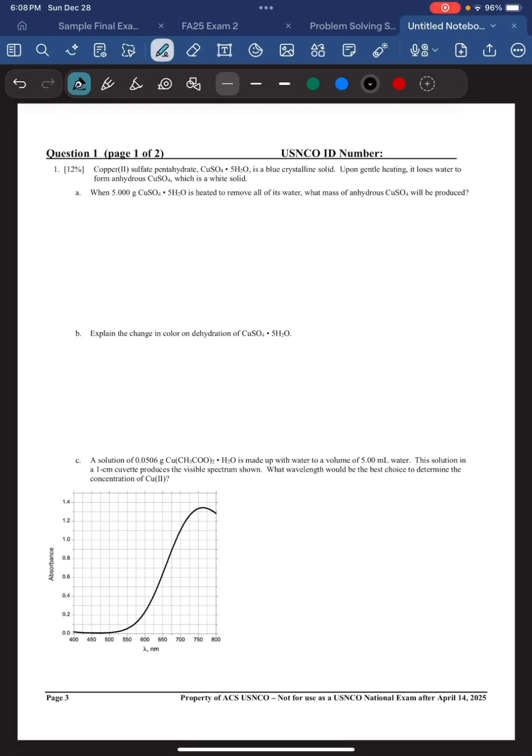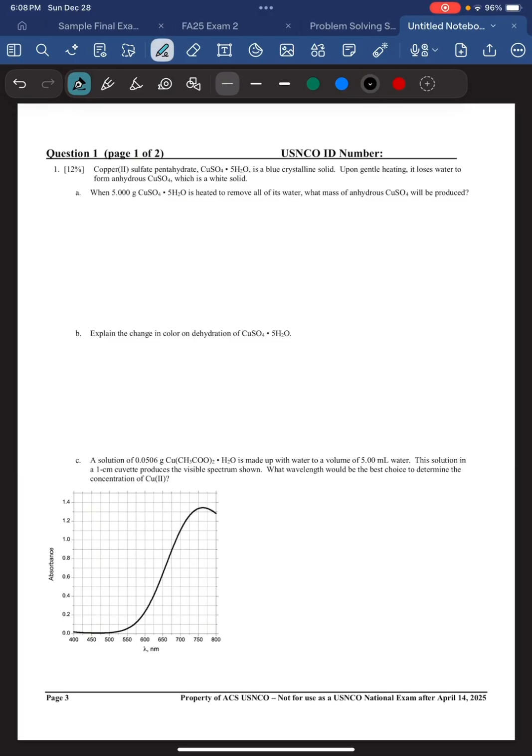Hi everyone. Today we're going to be doing questions 1 and 3 from the USNCO National Chemistry Olympiad 2025 round 2. So let's start with question 1 part A. Copper(II) sulfate pentahydrate is a blue crystalline solid. Upon gentle heating, it loses water to form anhydrous copper sulfate, which is a white solid.